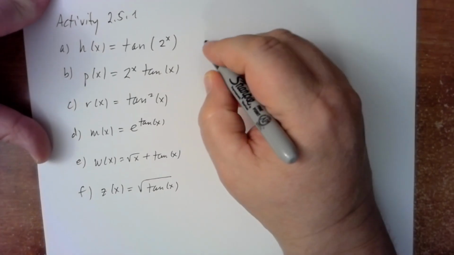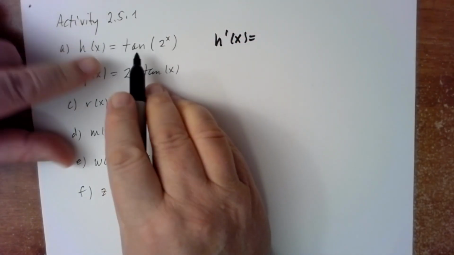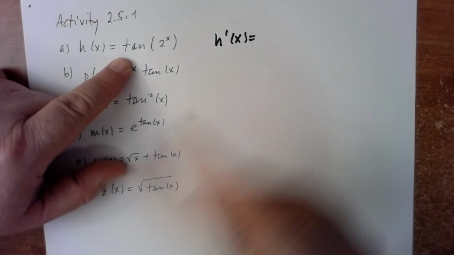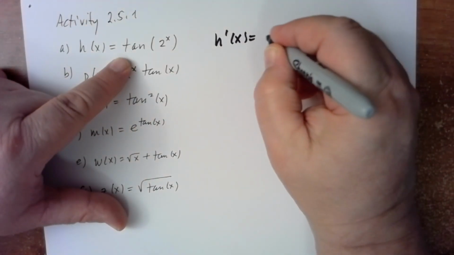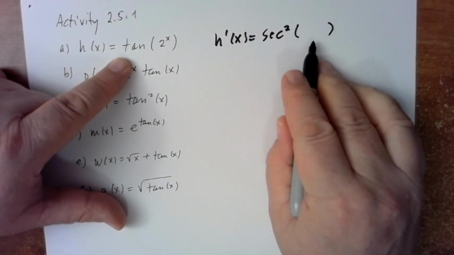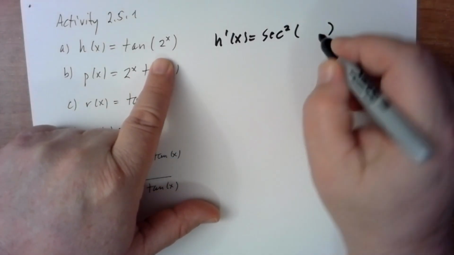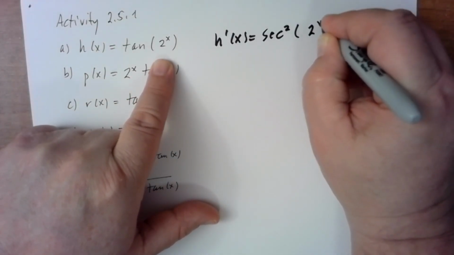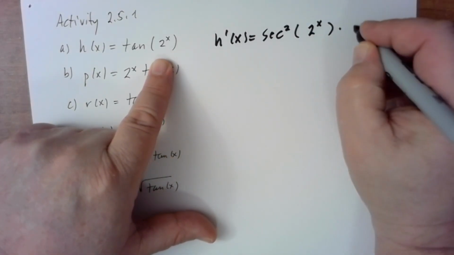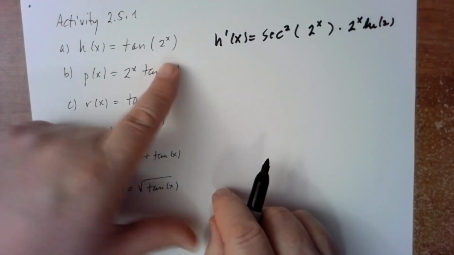Okay, h prime of x then. The derivative of tangent is secant squared. So I'll have secant squared, and then I'm leaving room for my g of x. My g of x in this case is 2 to the x power. So I'll have a 2 to the x power. And then multiply everything by the derivative of 2 to the x, which is 2 to the x natural log of 2. Good.